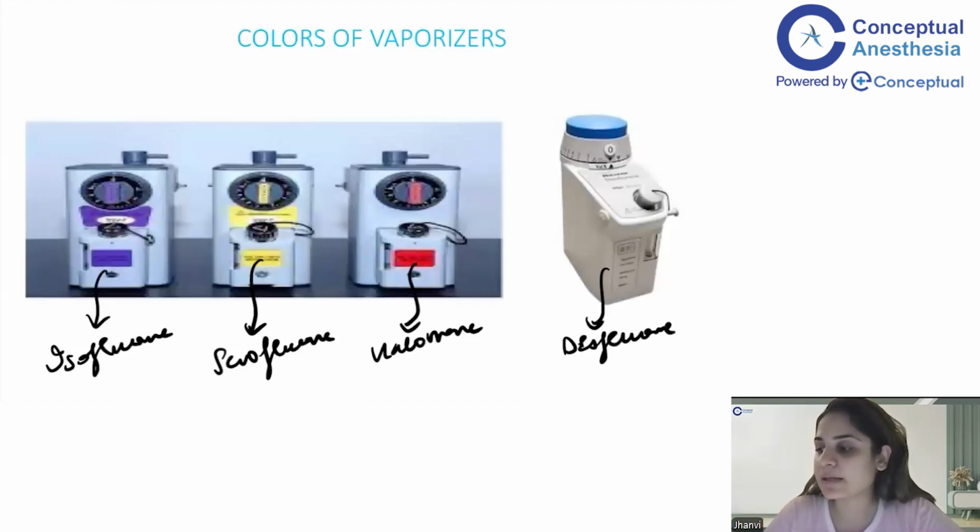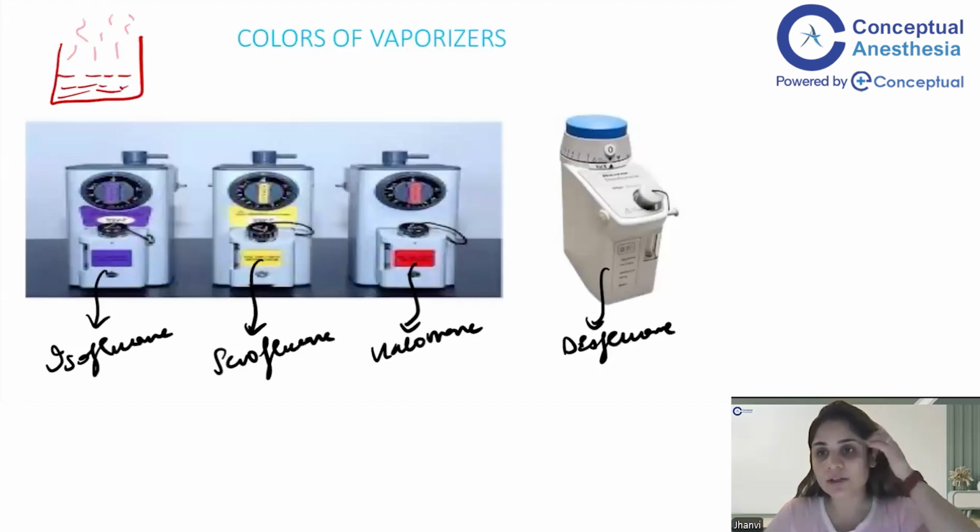Now, why are vaporizers important? As we all know, all of these anesthetic agents are present in the liquid form, and from the liquid form they need to be converted into the vapor form. The instrument that converts them is called the vaporizer. All right, so this is what we need to know about the vaporizers.